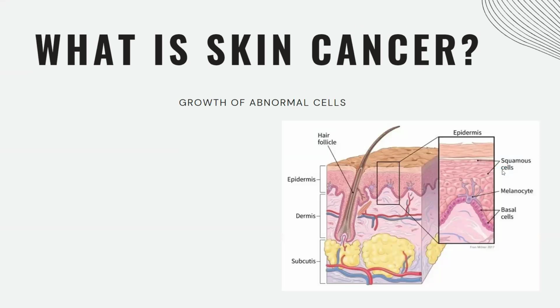Skin cancer is the out of control growth of abnormal cells in the different parts of the epidermis. In more advanced skin cancer types, the cancer will grow through the membrane to the deeper layers of the skin, the dermis and the subcutis.